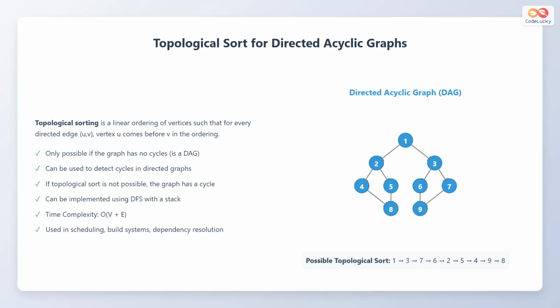The time complexity is O(V + E). It is used in scheduling, build systems, and dependency resolution. A possible topological sort is shown: 1 to 3 to 7 to 6 to 2 to 5 to 4 to 9 to 8.